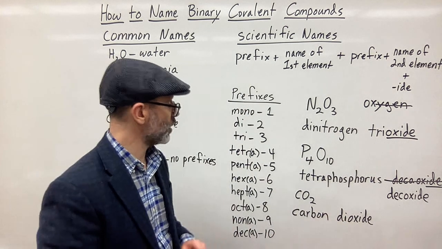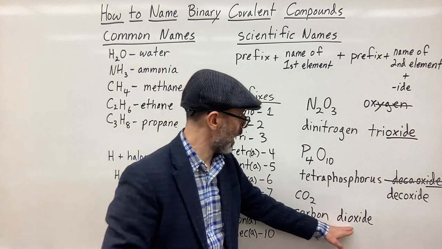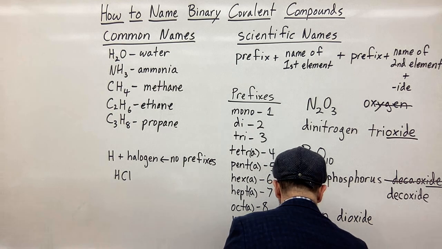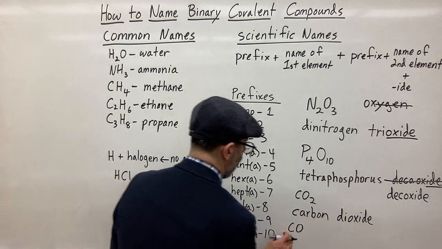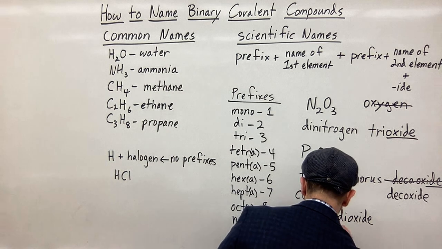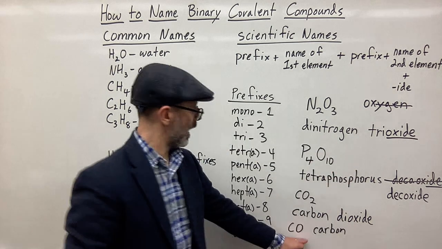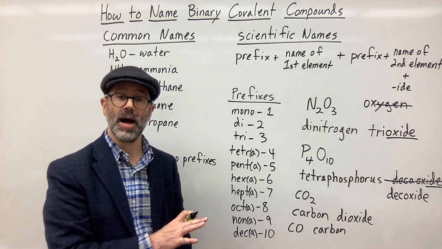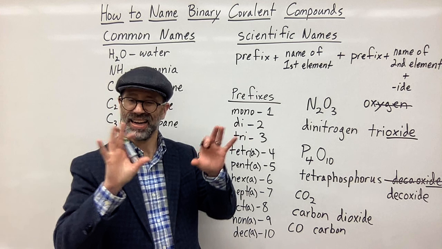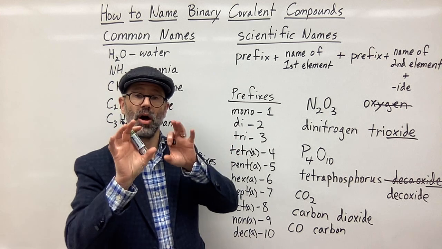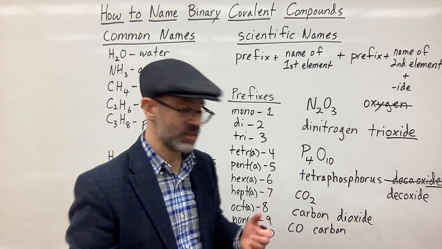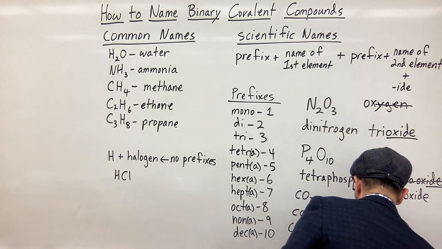Now, if I had CO, it would be carbon monoxide. So CO, I'll just write that really quick to be complete. Again, I only have one of the first element, carbon, so no prefix in that case. So carbon. But I have one of the second one, so I will use mono for that one. Mono and oxide, monooxide, is not quite right because I have two O's together. I'm going to drop the first O and just keep the second one. So monoxide.